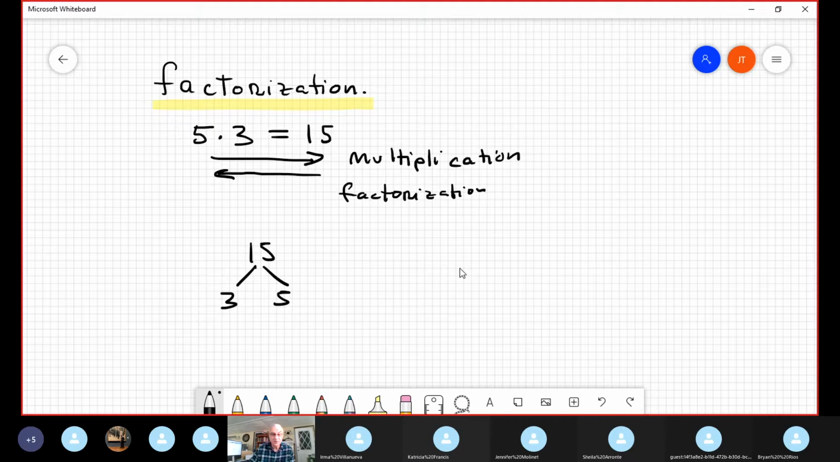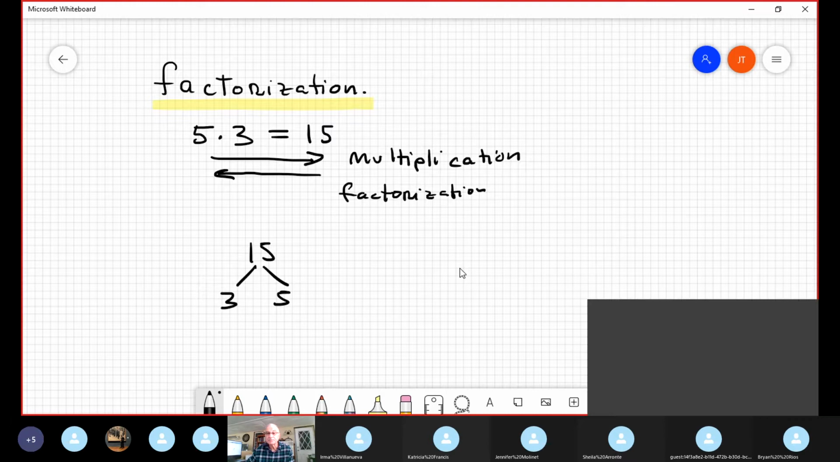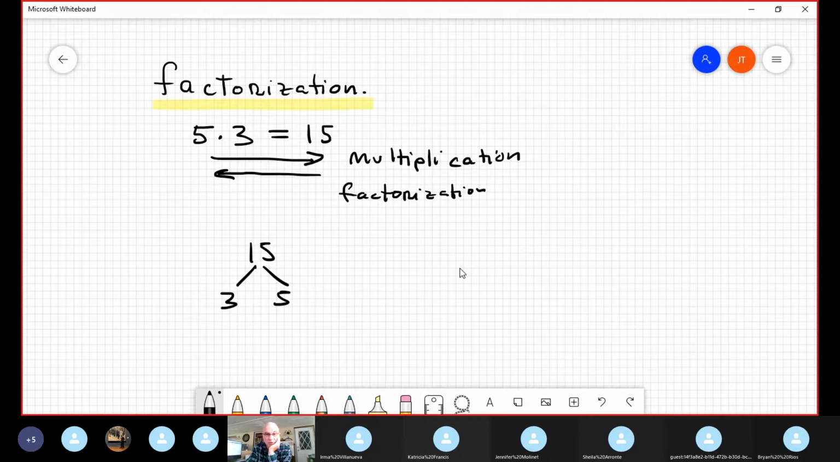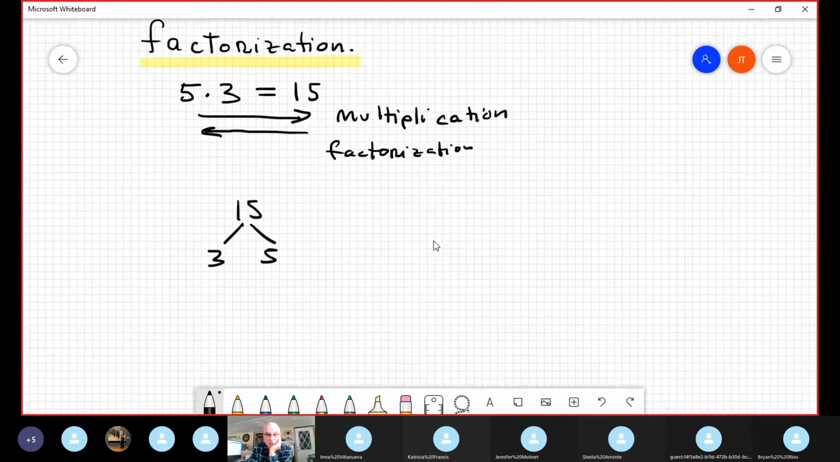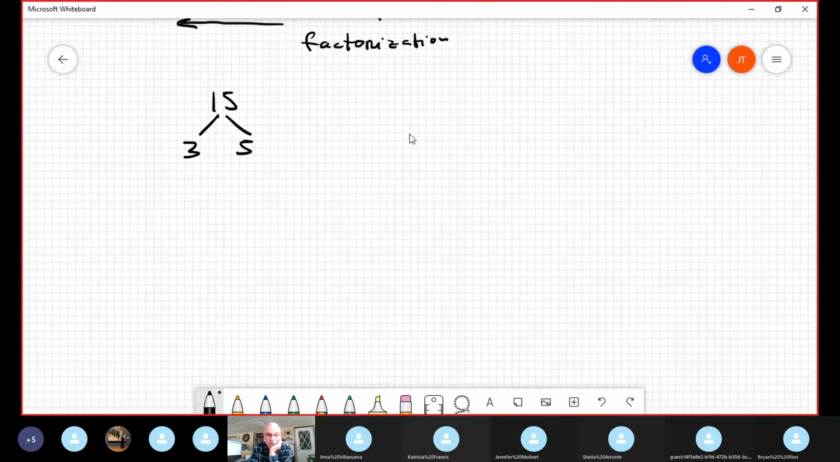Okay, 5 and 3. This is factorization. The answer is no. Okay, why no? Because I want to explain something. Look, for example, you use prime numbers to break it down. And what is the definition of a prime number?